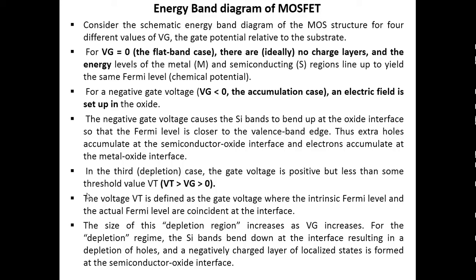So the charged layer of localized states is formed at the semiconductor oxide interface. This negatively charged localized state causes electron motion, a 2D electron gas motion, through the inversion layer. So that is the charge transfer through the inversion layer, and through the drain to source as the IDS, or drain to source current. Okay, or drain current.